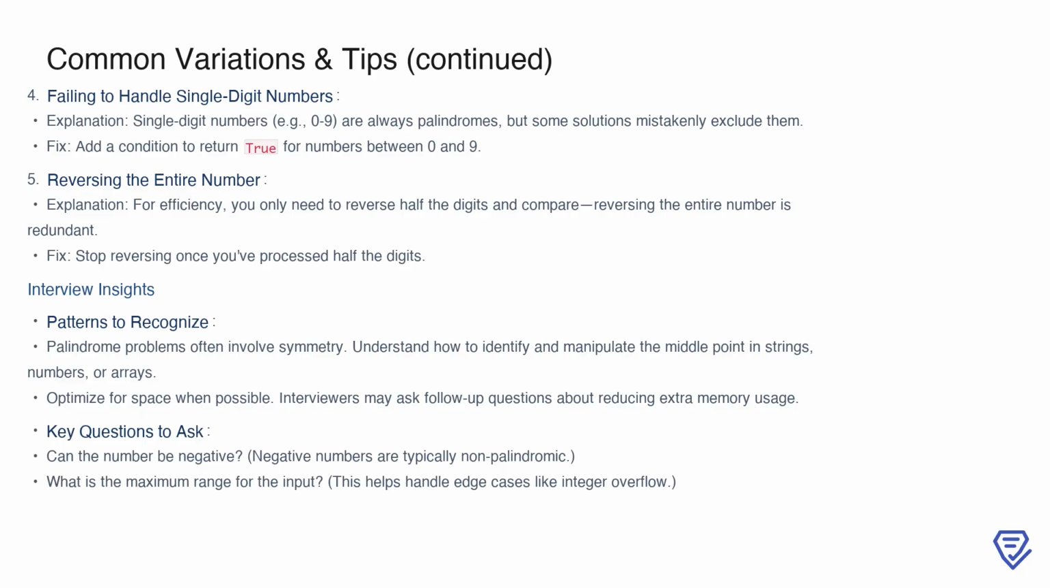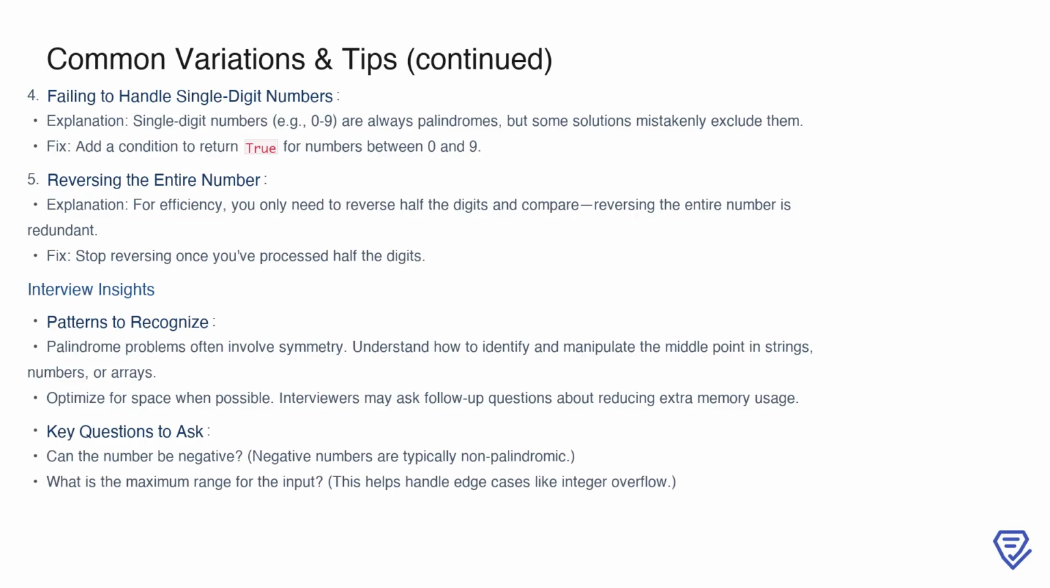Another important consideration is handling single-digit numbers. Numbers from 0 to 9 are always palindromes, but some solutions overlook this and fail to account for these cases. To fix this, simply add a condition to return true for any input between 0 and 9. Also, reversing the entire number is often unnecessary. For improved efficiency, you only need to reverse half of the digits and compare them. This reduces redundant computation and speeds up your solution.